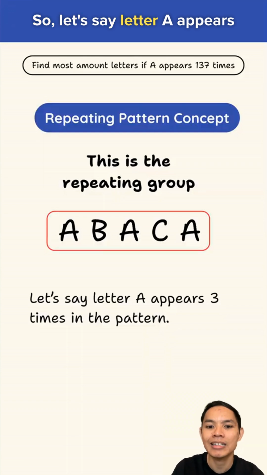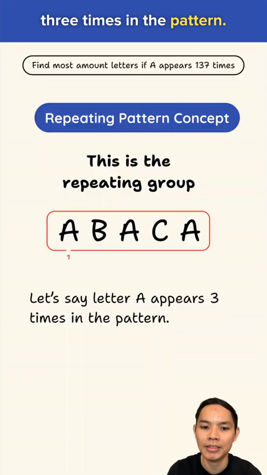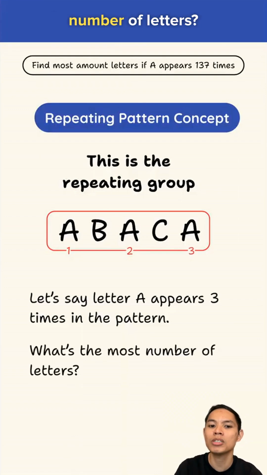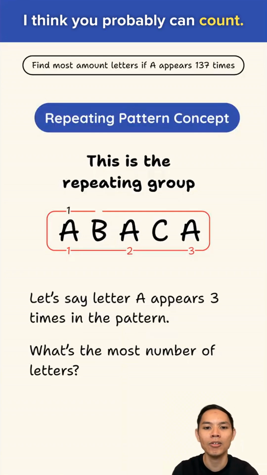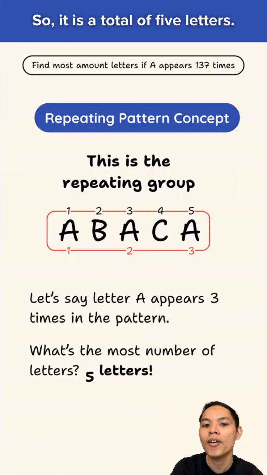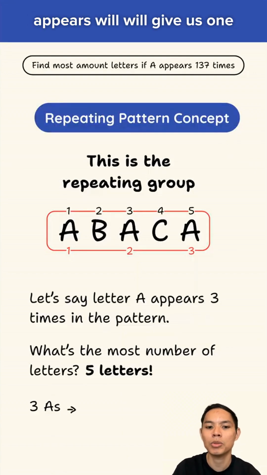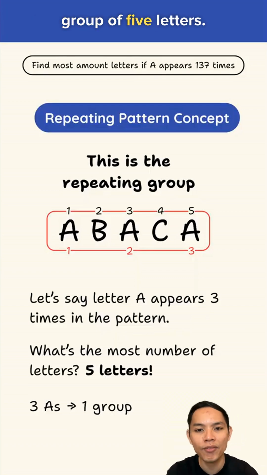One group has repeating letters. Let's say letter A appears 3 times in the pattern. So 1, 2, and 3. In this case, what's the most number of letters? I think you probably can count. It is a total of 5 letters. So 3 A's that appear will give us one group of 5 letters.